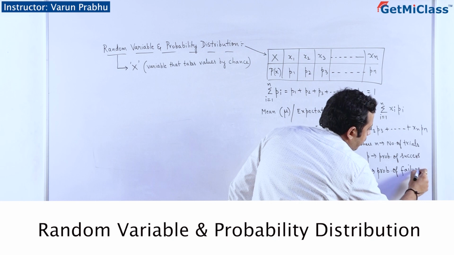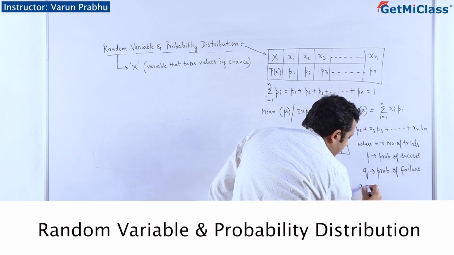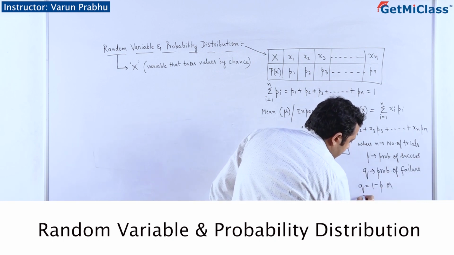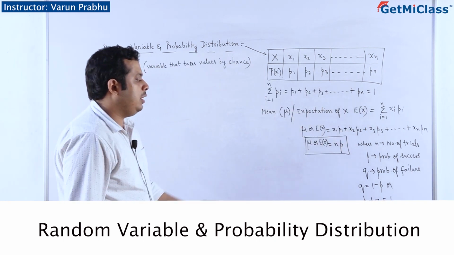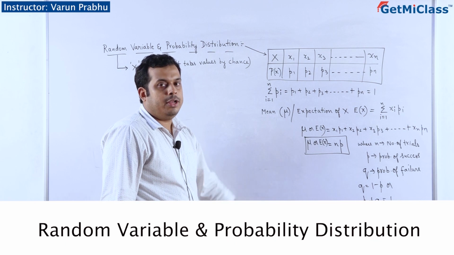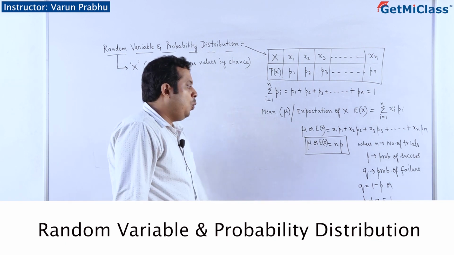Is it okay? Probability of failure, such that Q will be equal to 1 minus P, or I can say that P plus Q, success plus failure, everything will ultimately give you the probability of the sample space, 1. Do you get it?